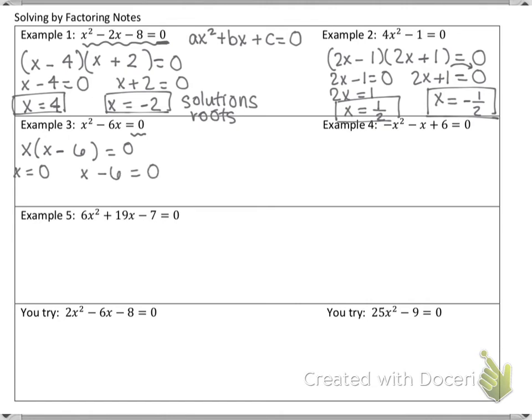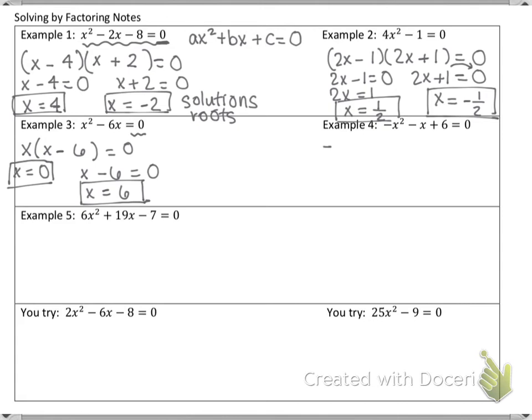Well, x minus 6, when I solve that, I get x equals 6. Over here, this one's already solved. So one of my solutions or one of my roots is x equals 0, and the other one's x equals 6.